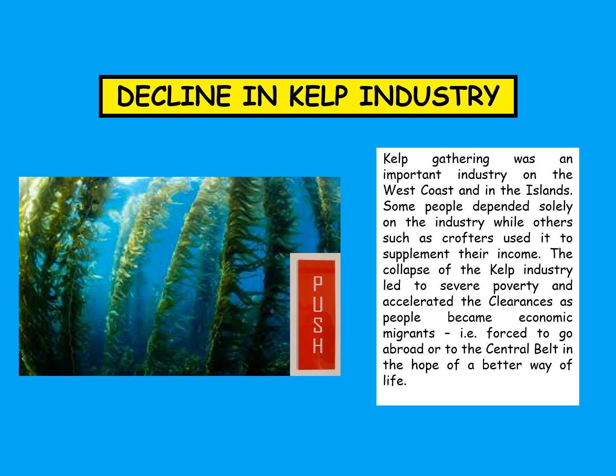So pretty much what we're going to say here is just this bit. The collapse of the kelp industry led to severe poverty and accelerated the clearances. So people were forced to move abroad or go to the central belt for a better way of life. You could even use that, just that bottom section there, to link it back to the question.